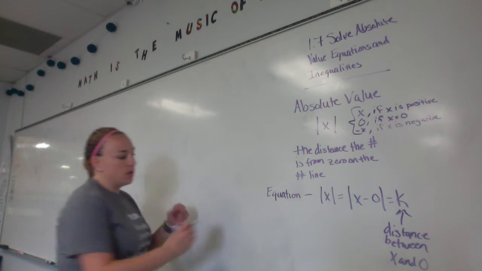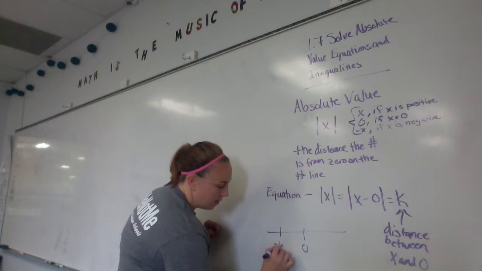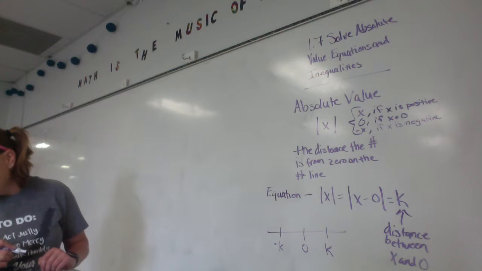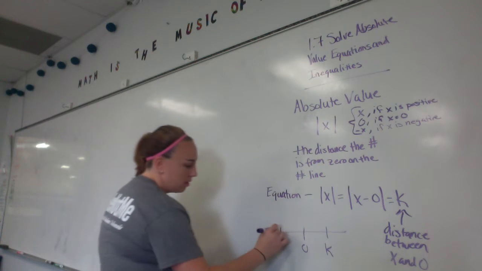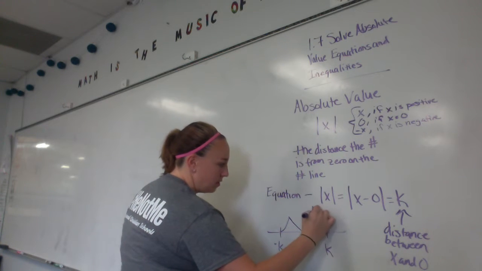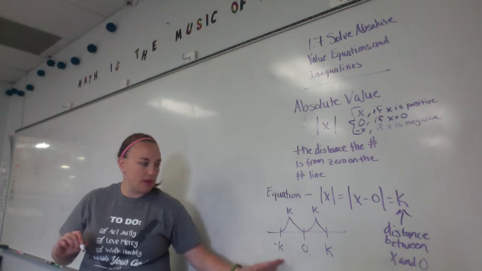So what they would show you on a number line is like this. If this is 0 and this is negative k and this is positive k, this here and this here both come out to be positive k. It's your distance between these 2 spaces.